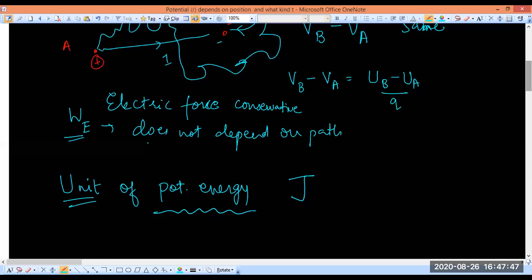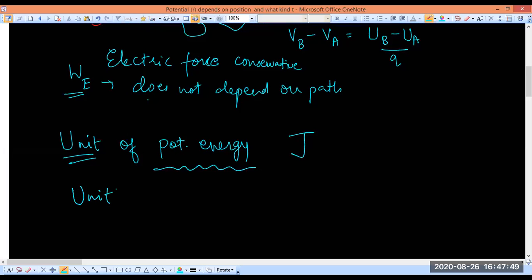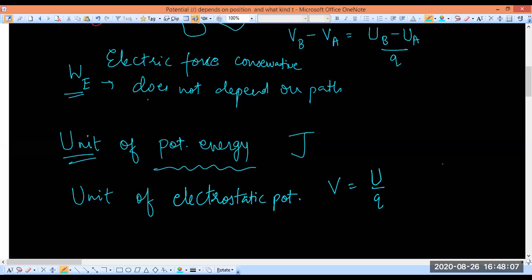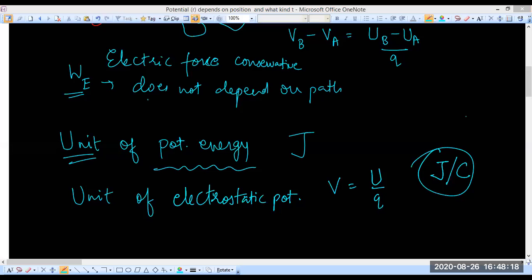It is joule. So that means unit of potential. Which potential? Electric or electrostatic potential. The formula of electrostatic potential is V equal to U by Q, so that unit should be joule per coulomb. All right, that's the unit. Don't forget the unit. Unit of electrostatic potential is joule per coulomb.